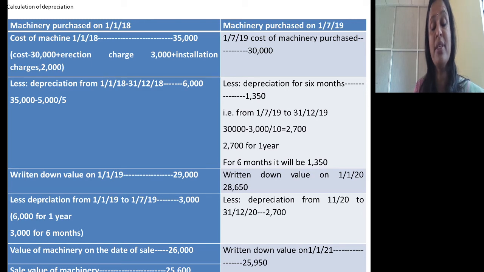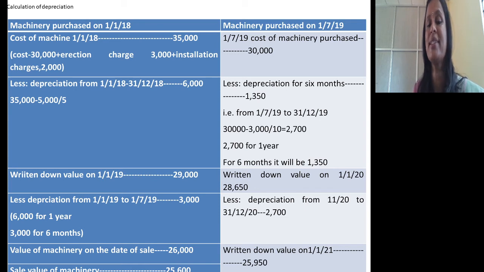See, this machinery will be sold on 1/7/2019. So it will be with us only for 6 months. So we have to charge 6 months depreciation. We have already calculated 1 year depreciation as 6,000. If 6,000 is for 1 year, how much for 6 months? It means 3,000. So the value of machinery on the date of sale is 26,000, but we sold it for 25,600. So we incurred a loss of 400.